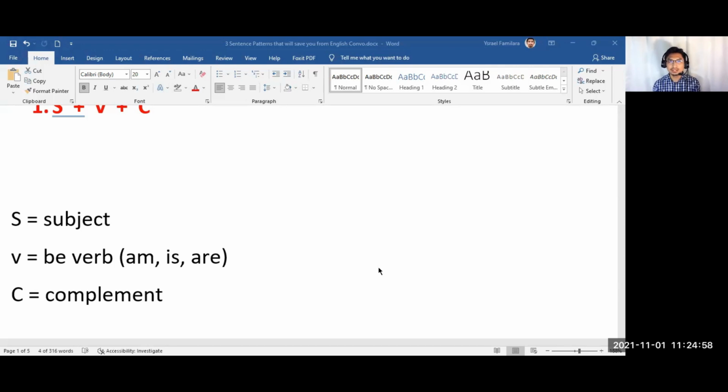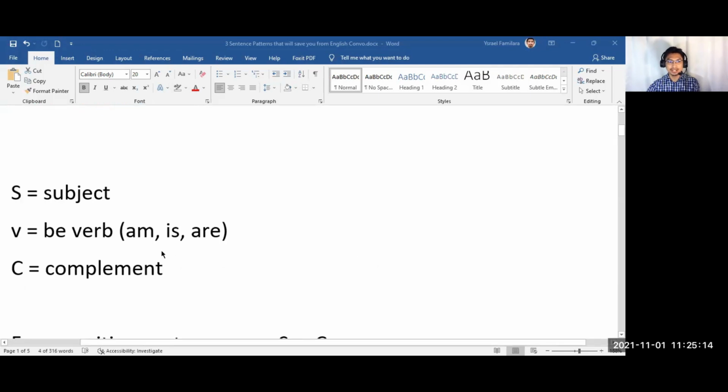And for the purpose of this discussion, we will just talk about the present simple form. I will have a detailed lesson about be verbs and the other tenses. But for now, again, let's focus on the simple present form. And that's why we have here am, is, are. Now, for our C, it means complement.